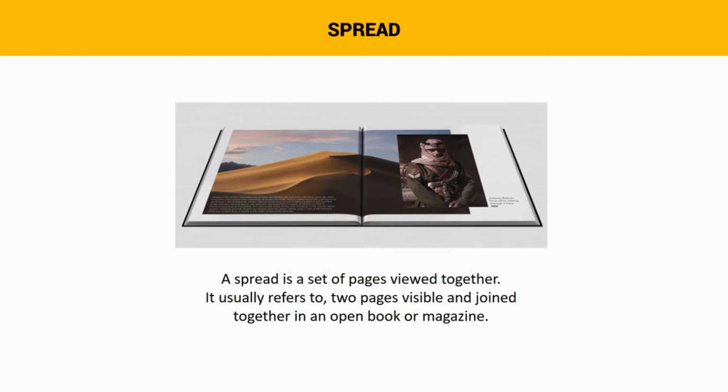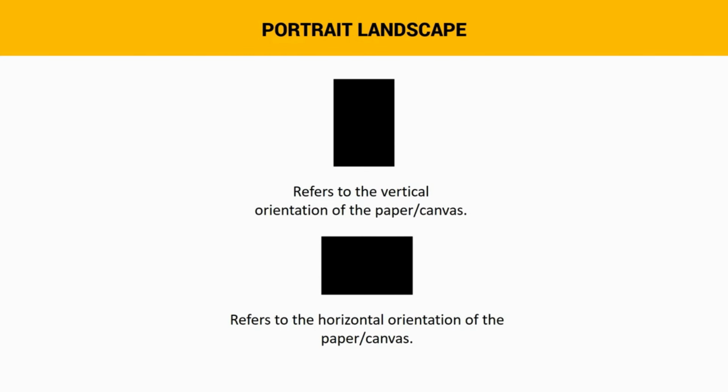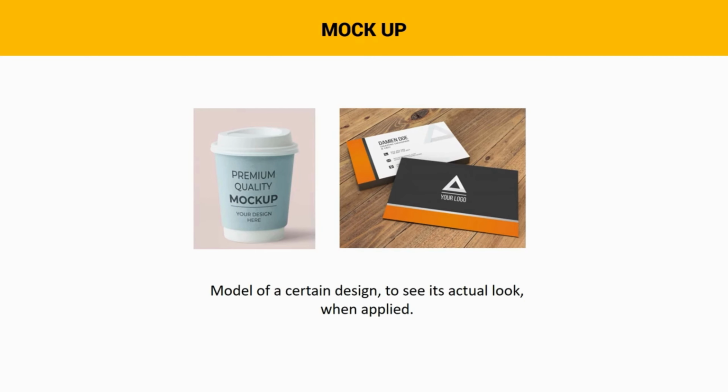Spread. A spread is a set of pages viewed together. It usually refers to two pages visible and joined together in an open book or magazine. Portrait refers to the vertical orientation of the paper or canvas. Landscape refers to the horizontal orientation of the paper or canvas. Mock-up. A model of a certain design, to see its actual look when applied.